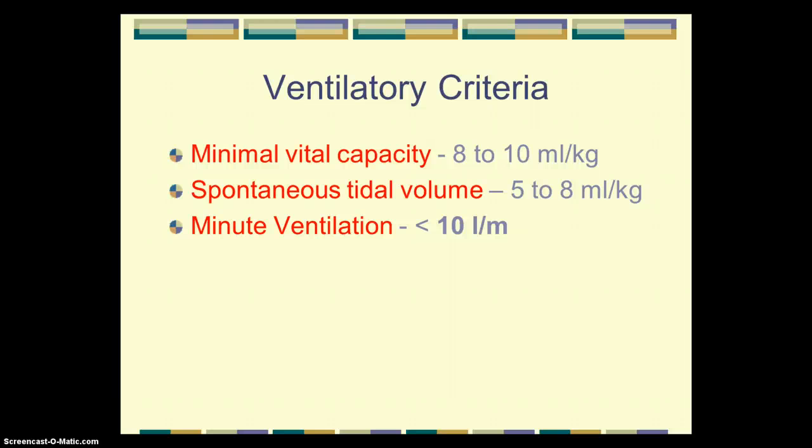First thing we're going to talk about is vital capacity. One of the first things that we need to look at is the minimal number required for vital capacity. The patient should at least be able to achieve 8 to 10 milliliters per kilogram. One of the things that we use, of course, is the Wright's respirometer. You will see in the next slide the Wright's respirometer.